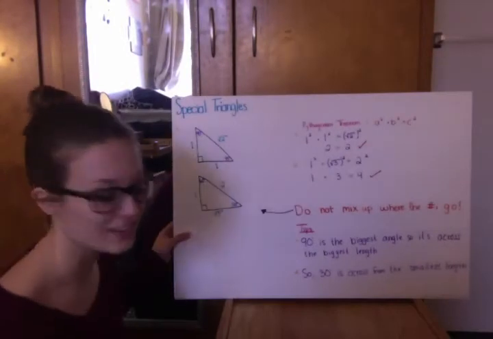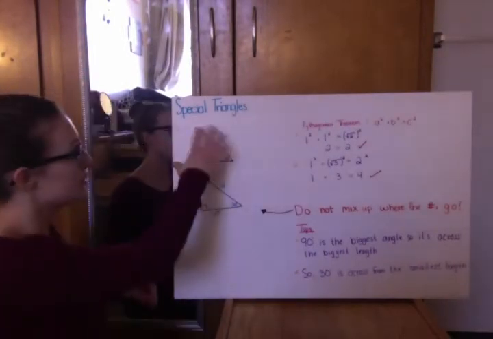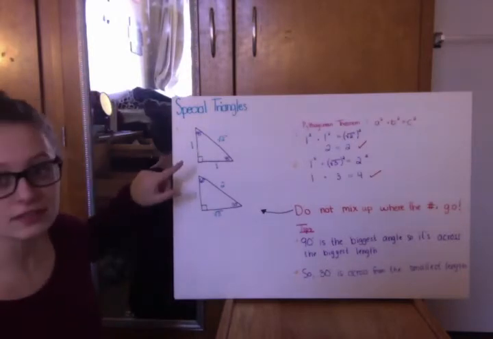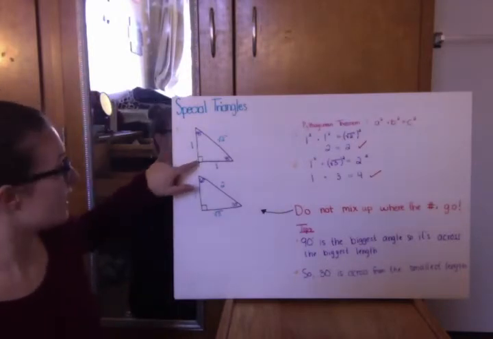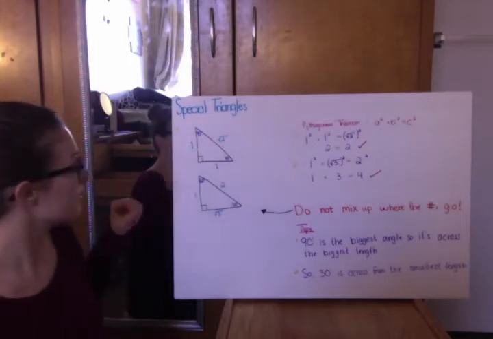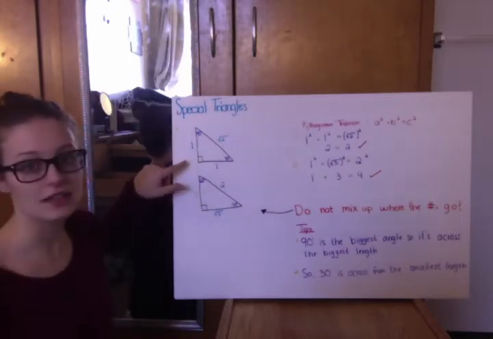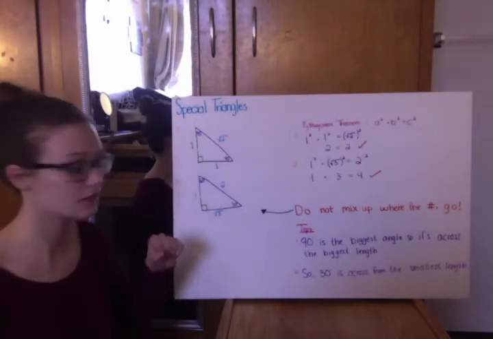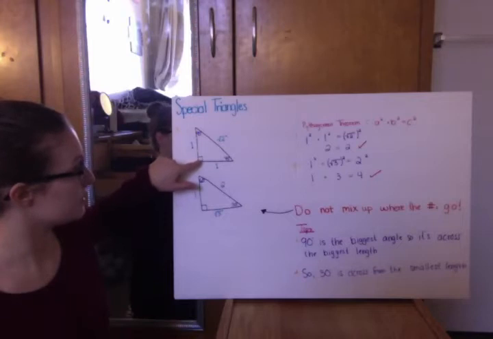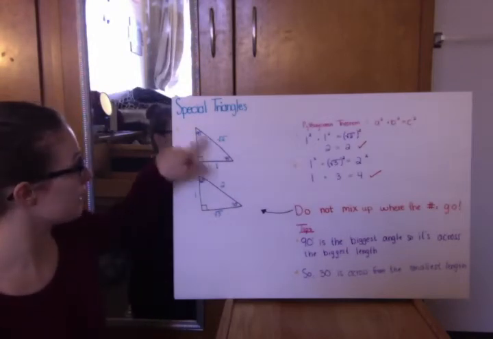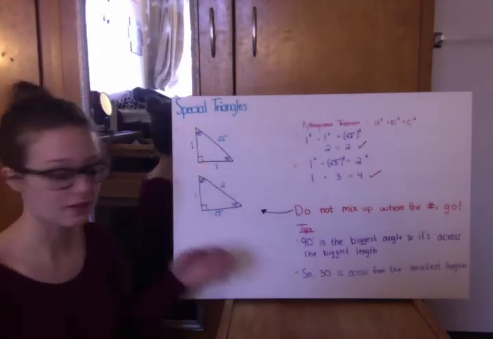Okay, so special triangles. So these are our special triangles over here, okay? We're going to go with the easiest one first, which is our 90, 45, 45 degree triangle. That's our first special one, okay? This little box right here means that it's always going to be a right angle. Right angle means 90 degrees. Okay, so this box is 90 degrees, and then these are 45, and you have to remember that triangles have to equal 180. So 90 plus 45 plus 45, it equals 180, okay?